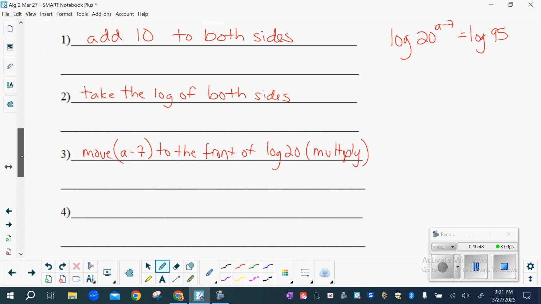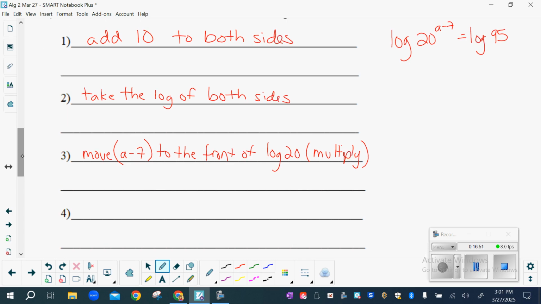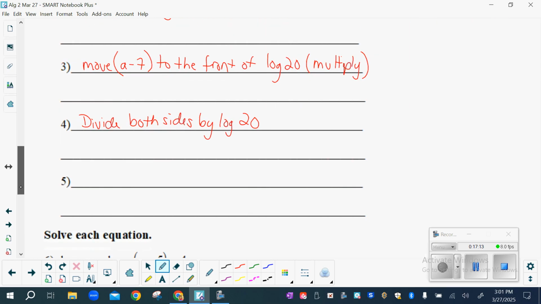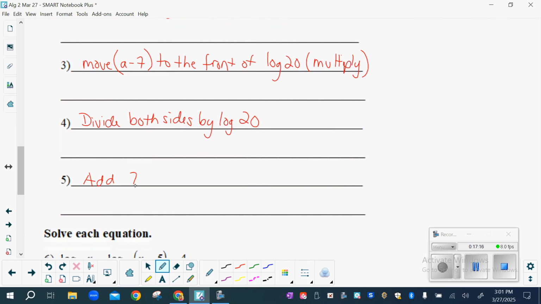And then what would be our next step after that? Good. Divide both sides by log 20. And then can we do our last step? Right? Yes, that's it. Good. Then we're going to add that 7 to both sides. And you're going to put it in your calculator to get that answer. Okay, last one.